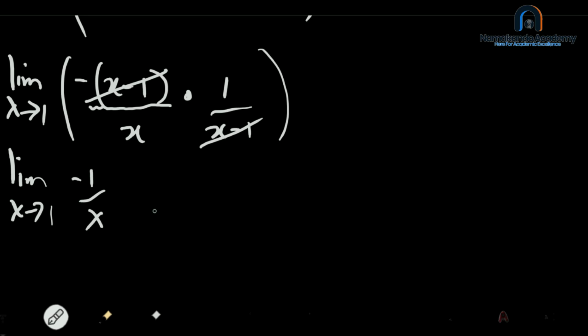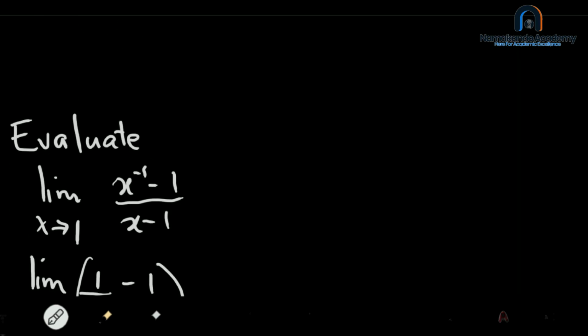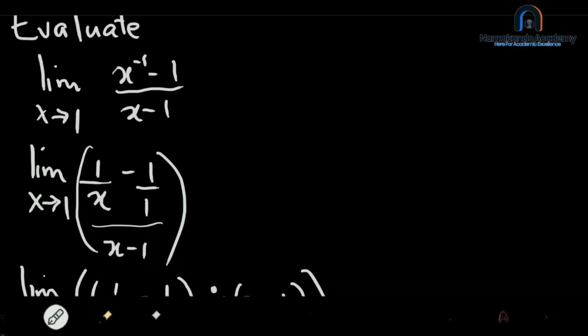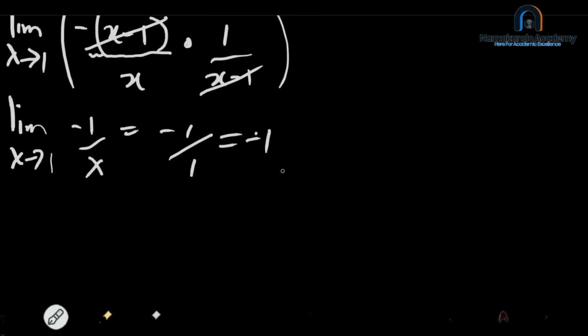So when we substitute, we'll stop writing limit as x approaches 1. So this is now negative 1 over x. There is a 1. So negative 1 divided by 1 will simply give us negative 1. So this therefore tells us that the limit as x approaches 1 of the function x to the power negative 1 minus 1 over x minus 1, we obtain negative 1 as our answer.